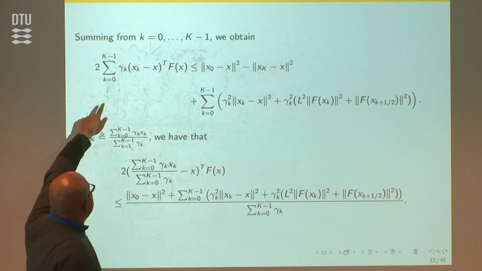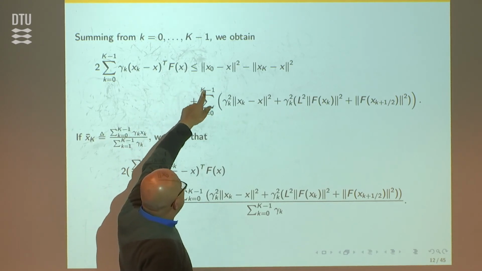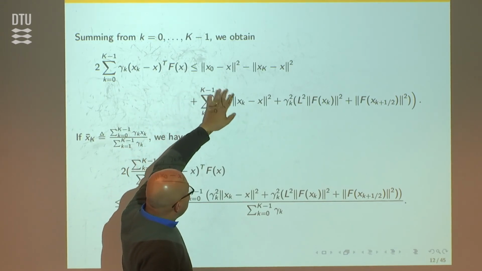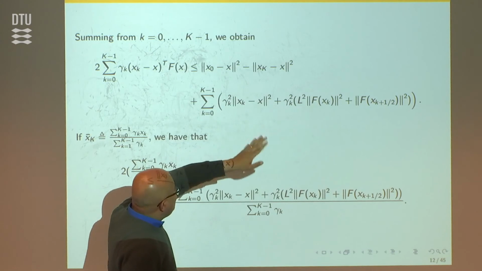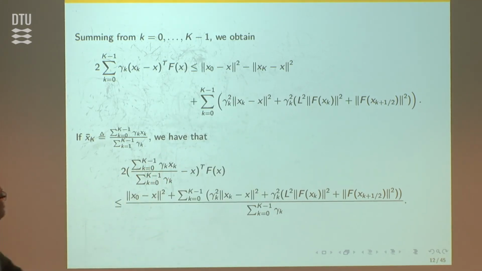You get 2 gamma k (xk minus x) transpose f of x is less than the norm of x0 minus x squared minus the norm of xk minus x squared, plus a summation of all of this, which is weighted by gamma k squared.